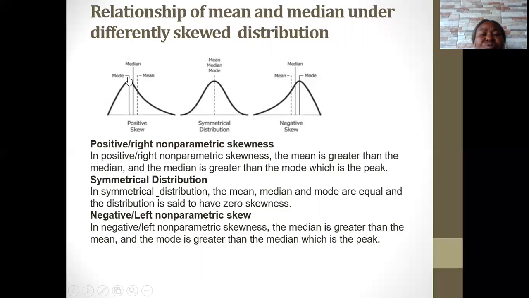For symmetrical distribution, that's the second diagram or figure. The mean, the median, and the mode are equal. And in this case, the distribution is said to have zero skewness. Negative or left non-parametric skew, as we have here. In that case, the median is greater than the mean, and the mode is greater than the median, which is the peak.